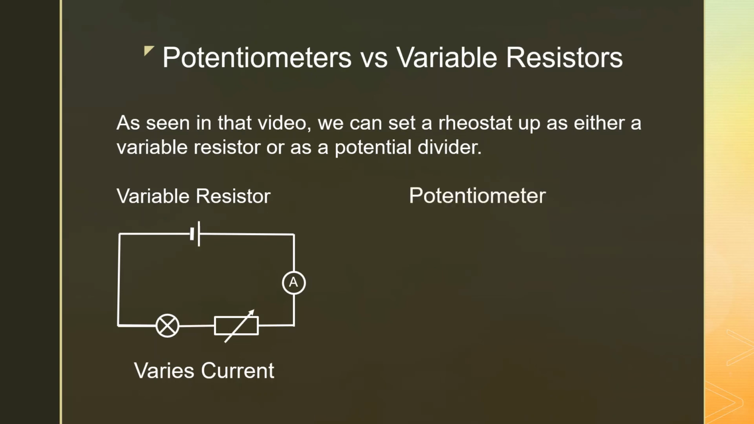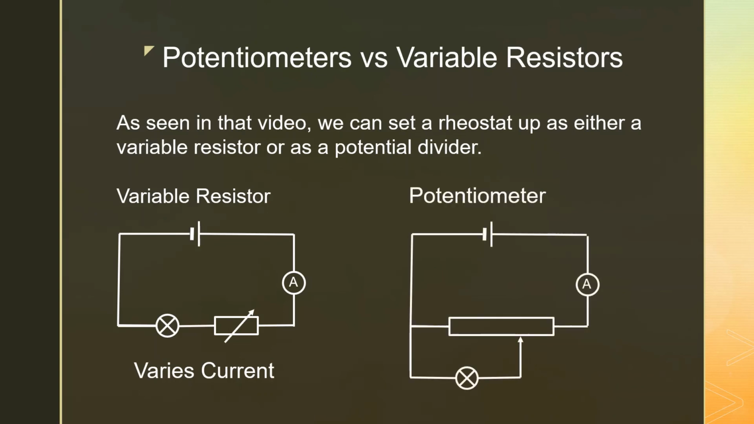However, what a potentiometer does is it varies the output PD. And so here, rather than varying the current, I'm actually varying the potential difference across that component. So if my independent variable is voltage, or PD, then I'm going to use a potentiometer, not a variable resistor.